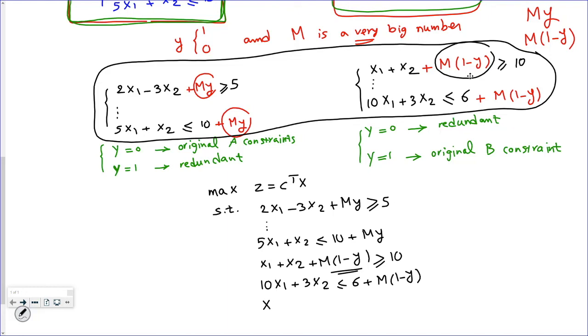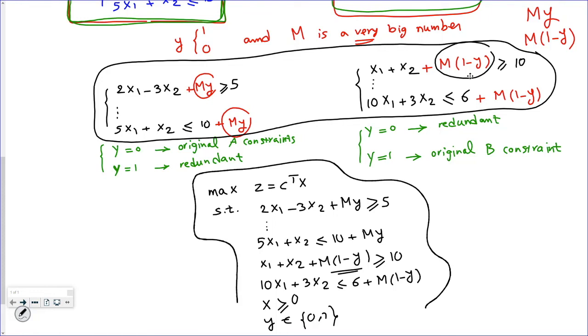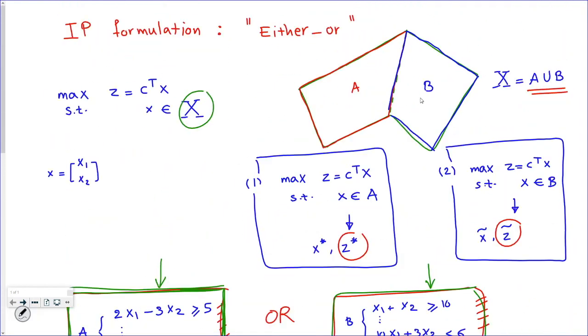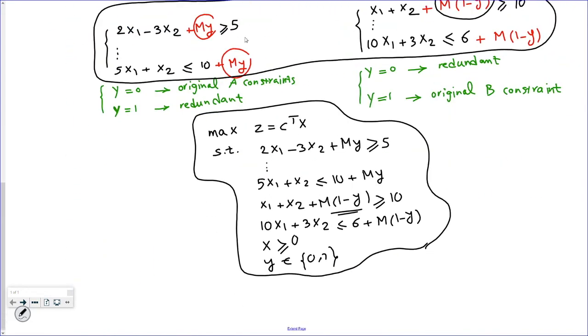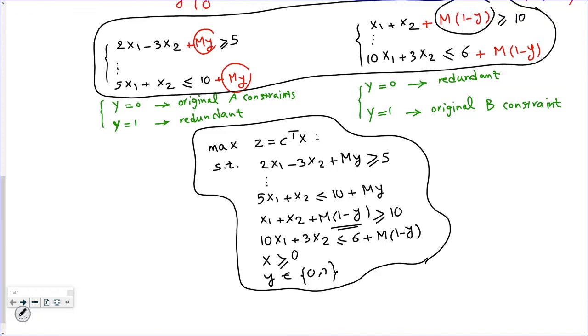And x, they were supposed to be non-negative, they are non-negative, and what we did was to introduce a new binary variable y. Now I could implement a switch into my problem. So instead of formulating two different problems, I could cast my problem into a single integer programming problem.